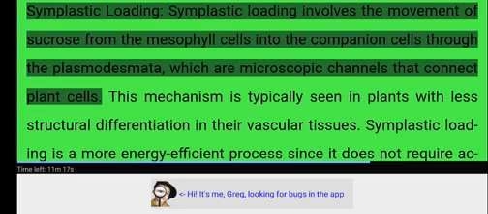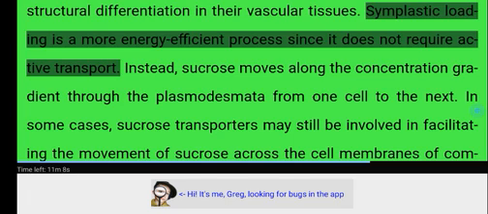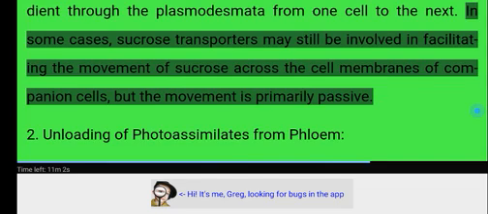This mechanism is typically seen in plants with less structural differentiation in their vascular tissues. Symplastic loading is a more energy-efficient process since it does not require active transport. Instead, sucrose moves along the concentration gradient through the plasmodesmata from one cell to the next. In some cases, sucrose transporters may still be involved in facilitating the movement of sucrose across the cell membranes of companion cells, but the movement is primarily passive.